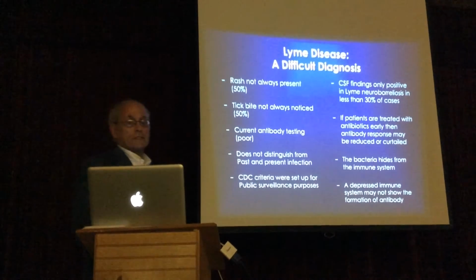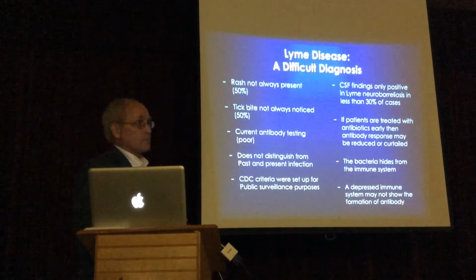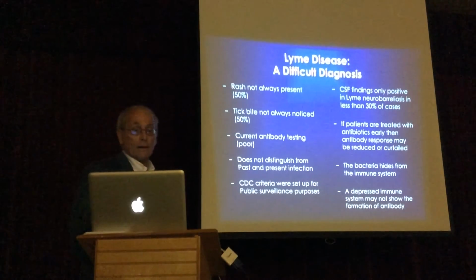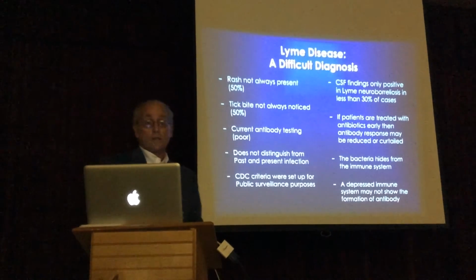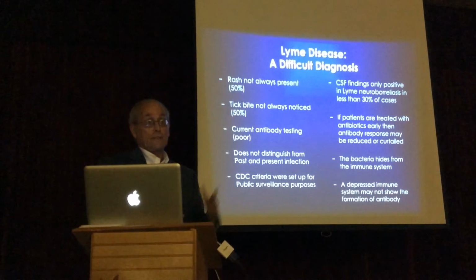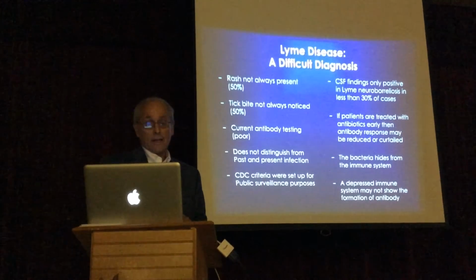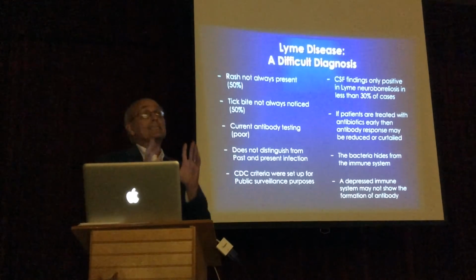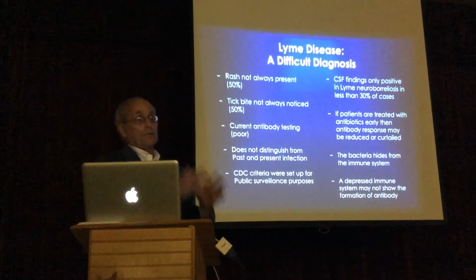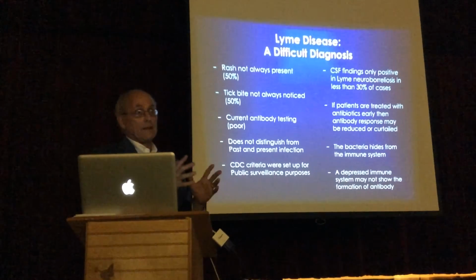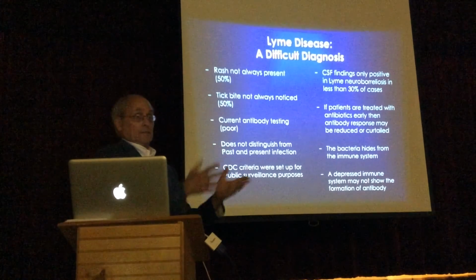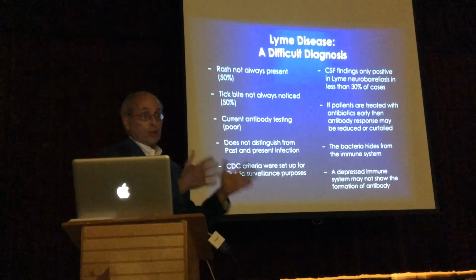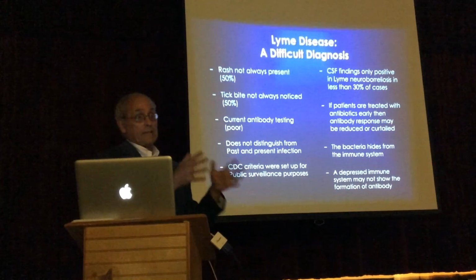So everybody asks, why is Lyme a difficult diagnosis? Well, number one, less than 50% of people get a rash. Less than 50% notice a tick bite. The antibody testing is poor, like I just said. The antibody testing does not distinguish between past and present, except for an acute IgE. So if you get an IgE Western blot, and that's very positive, and it's 6 weeks or 8 weeks from a bite, or it's around symptoms starting, then that pretty much dates that that's early Lyme.